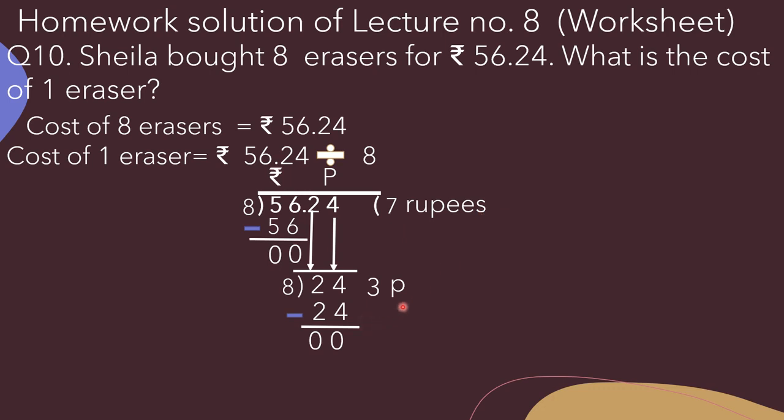Now we have to write the answer means the quotient collectively. 7 rupees 3 paise. How we can write it in rupees? That is, cost of one eraser is rupees 7.03 because 3 paise is there na beta. So how we can write it? When we convert it into rupees na, it will become 7.03. Understood? Thank you.